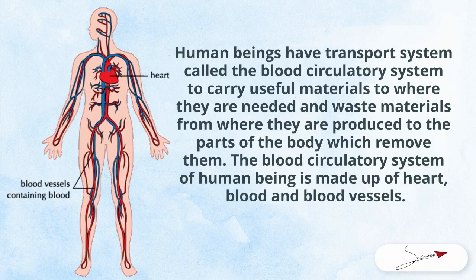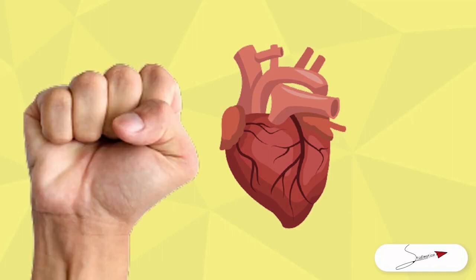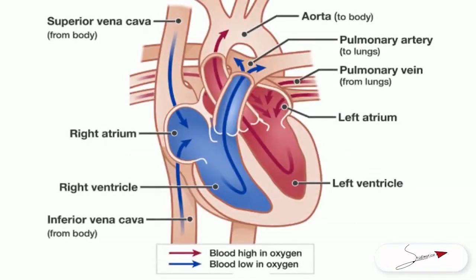The blood circulatory system of human beings is made up of heart, blood, and blood vessels. The heart is a muscular organ which pushes blood round the whole body by contraction and relaxation of its muscles. The human heart is about the size of a clenched fist and is located between the lungs in the body. It is made up of mainly muscles and connective tissues. The human heart has 4 chambers, 2 on each side. The 2 smaller upper chambers are called atria, and the 2 larger lower chambers are called ventricles.